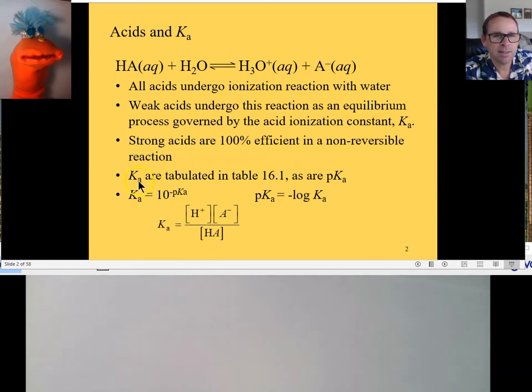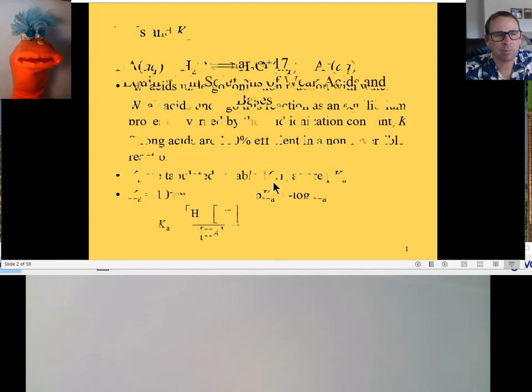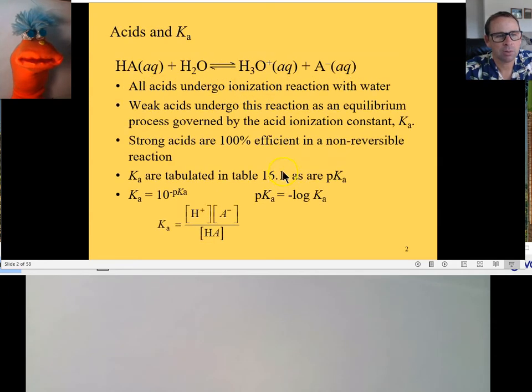Well, these Ks for acids, which we call Kas, they are very well known, tabulated. We have them in our chapter 16, 16.1 in our book here. And we can also have what are called the pKas, which is the negative log of Kas. And we'll talk more about that.